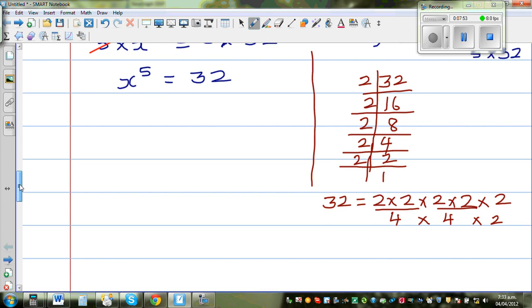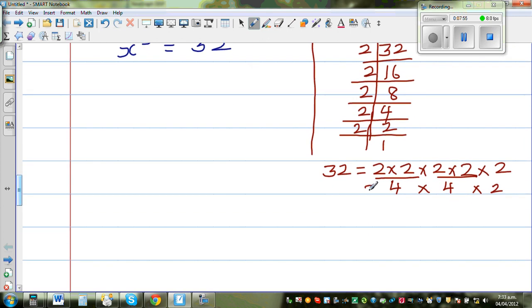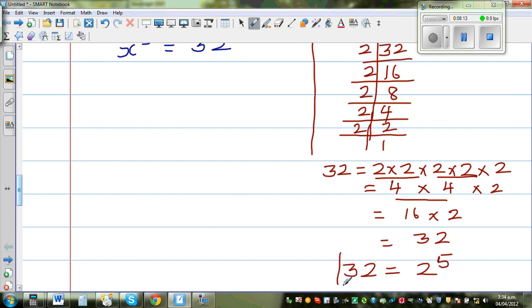Just to explain this in a different way, this is equal to 4 times 4 times 2. And what is 4 times 4? Which is 16. 16 times 2 is 32. So can you see 32? We can say 32 as a power of 2 is 2 to the power of 5. If you remember this, it will be good. But if you can't remember, there's always a way out here.